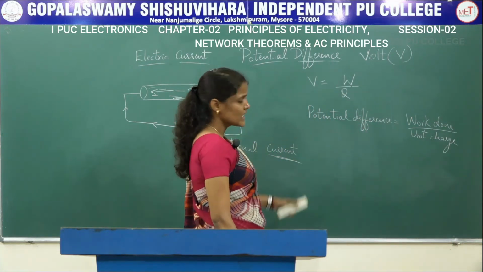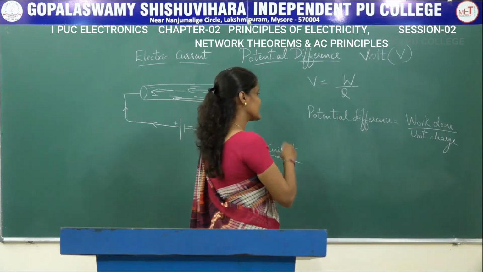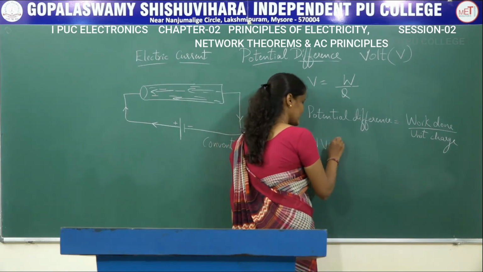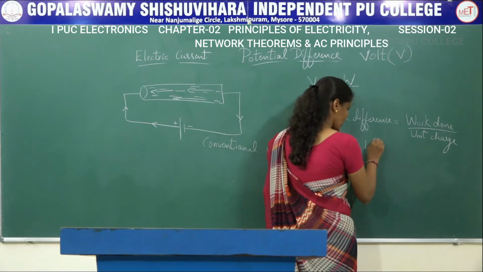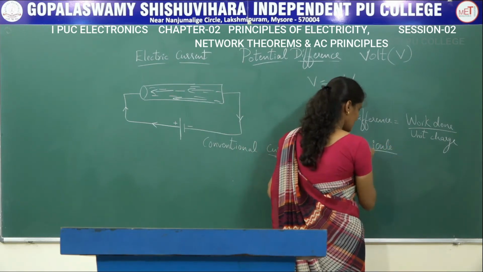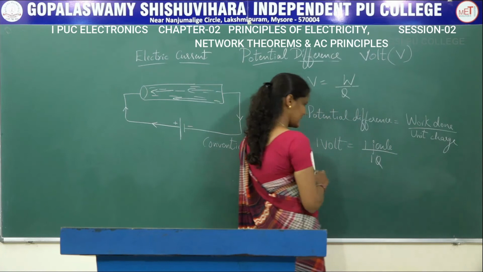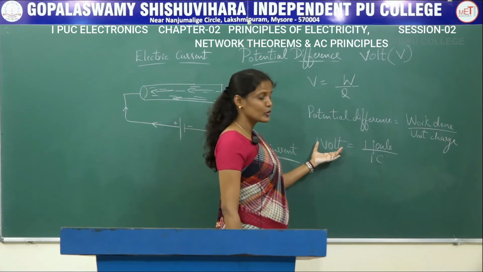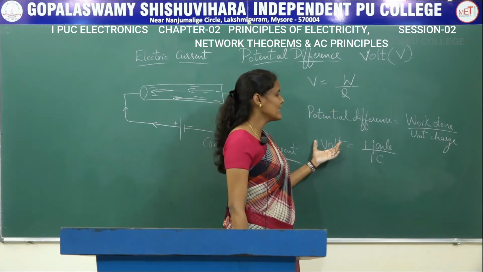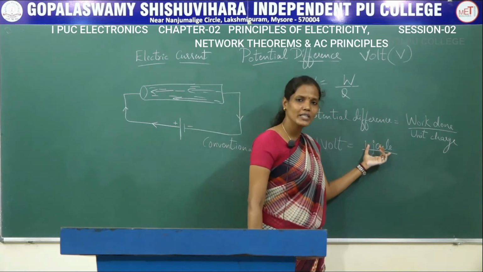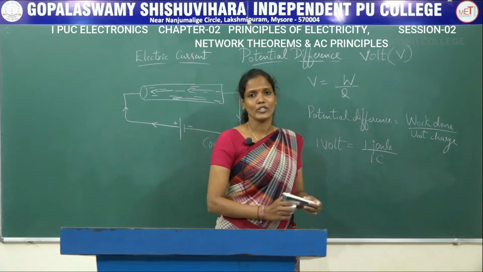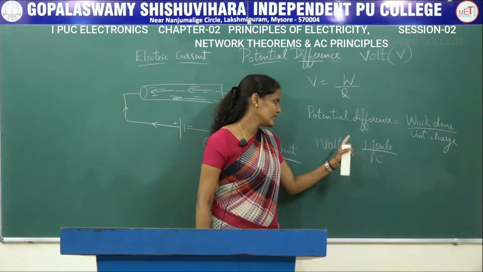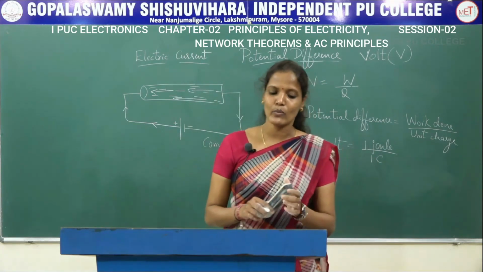And the potential difference across the conductor will be equal to 1 volt if the work done is 1 joule in moving 1 coulomb of charge. That is, the potential difference between the 2 points is said to be 1 volt if 1 joule of work is done in moving 1 coulomb of charge from one point to other point. That is, 1 volt is equal to 1 joule divided by 1 coulomb.